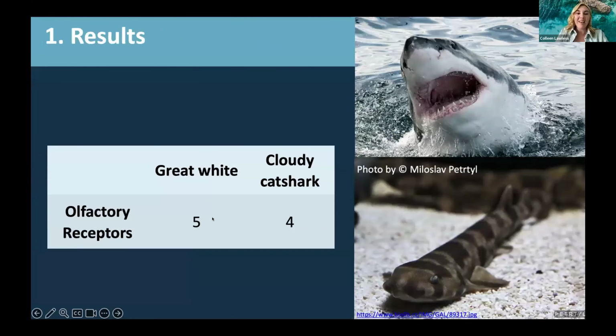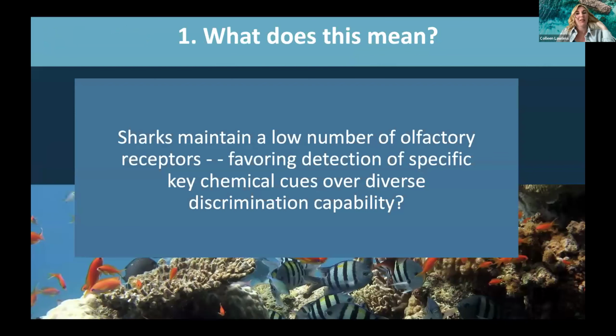Sorry about that. When I mined them in the genome, I was so surprised to find that great white had only 5 olfactory receptors encoded in its genome, and the cloudy cat shark, these are beautiful sharks, found in coral reefs, had 4 olfactory receptors encoded in its genome. So what does this mean for sharks? Well, it means that they maintain a low number of olfactory receptors. Based on all the behavioral studies and things from the media, we expected them to have a really high number of olfactory receptors, because they're often known as swimming noses.